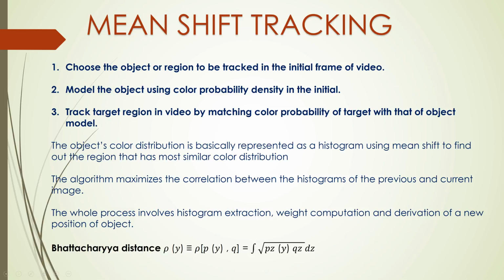Now what is the Bhattacharya distance? In statistics, the Bhattacharya distance measures the similarity of two discrete or continuous probability distributions. It is closely related to the Bhattacharya coefficient, which is a measure of the amount of overlap between two statistical samples or populations. So using the Bhattacharya distance here, we can calculate the correspondence of the probability distributions of the object under consideration in the current image with the object under consideration in the previous image.